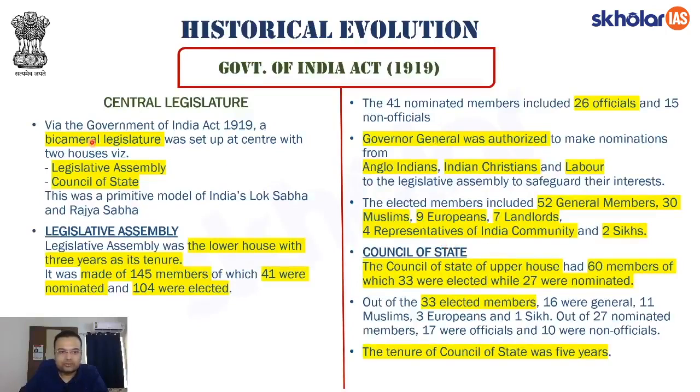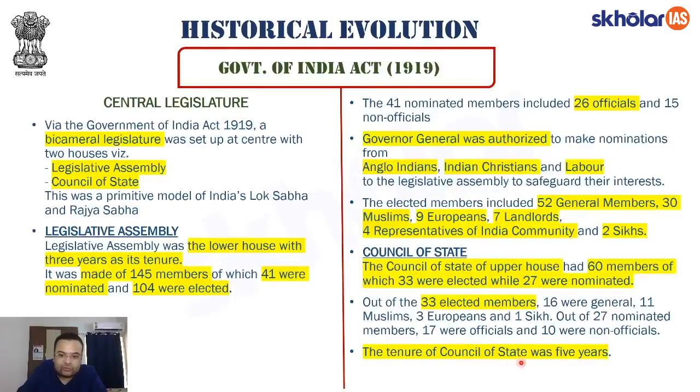Then we come to Council of State. What exactly have we understood? We have understood Legislative Assembly, that is the present day lower house, and Council of State, which is the present day upper house. What exactly was Council of State? It was the upper house, number one. Number two, it had 60 members, of which 33 were elected and 27 were nominated. Out of these 33 elected members, 16 were general, 11 Muslim, 3 Europeans, 1 Sikh. Again, not something that you would need to keep in mind.